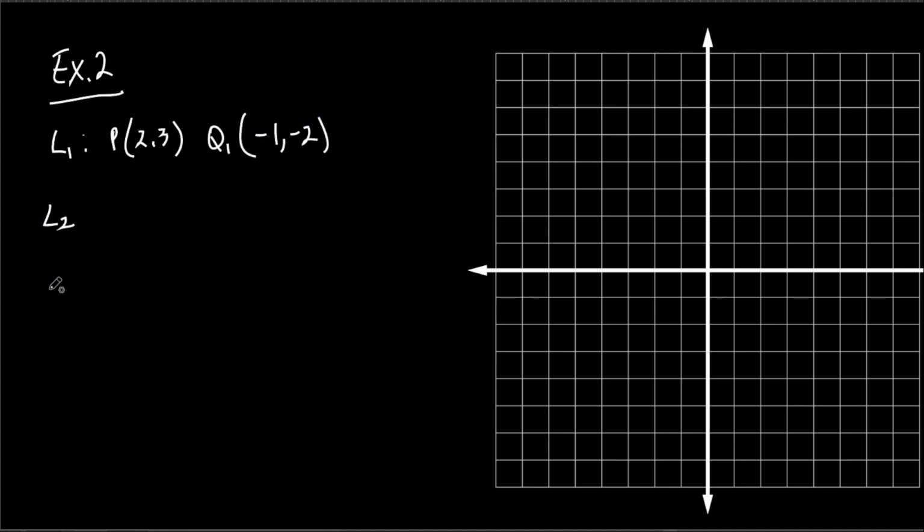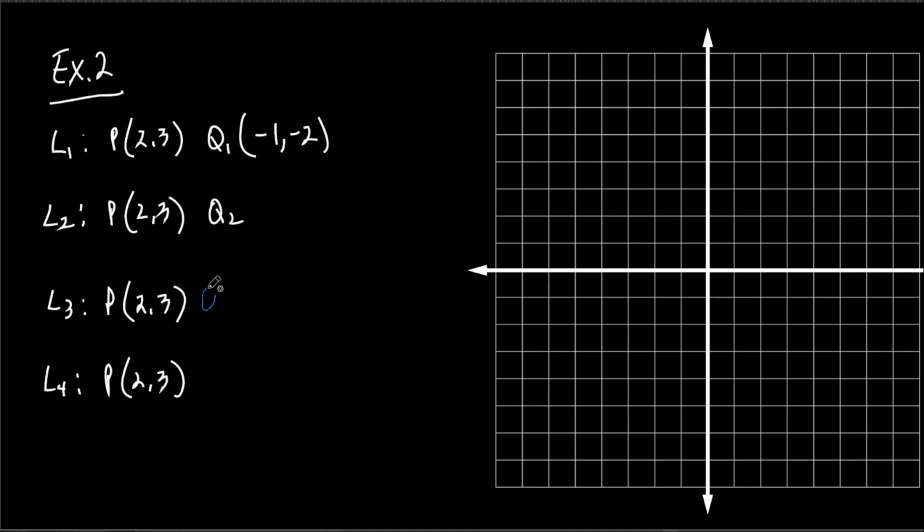So let's just write them all out. L4, boom, boom, boom. The P is always 2, 3. Let's just put that with all of these. I'm trying to go as fast as I can here. And then we got a Q2, a Q3, and a Q4. Now these are going to be different. So we get 4 different lines. They're all going to go through the same point. So they all intersect each other at 2, 3. But they all are different lines. So Q2 is 3, negative 1. This one is 5, 3. And this one is 2, 5.